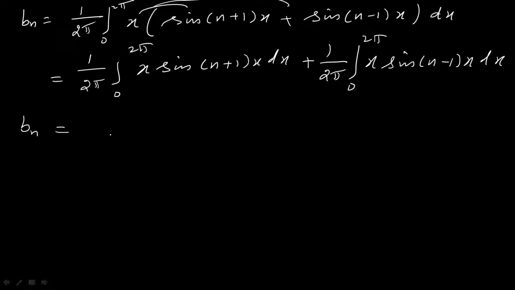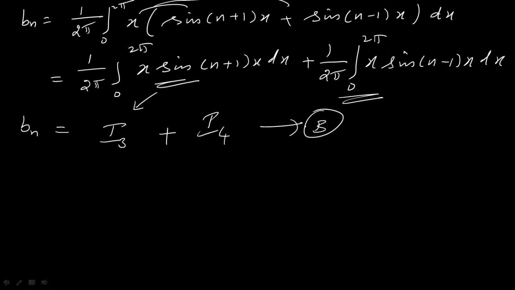So I am going to take this first integral as I3, because I took I1, I2 while calculating An, so I have to take the next as I3 for this integral. I name this integral as I4, and you take this as equation number B. So already I have taken A, so you have to take this as equation number B. So first let me calculate I3. So I3 is 1 by 2 pi integral 0 to 2 pi x sine n plus 1x dx.